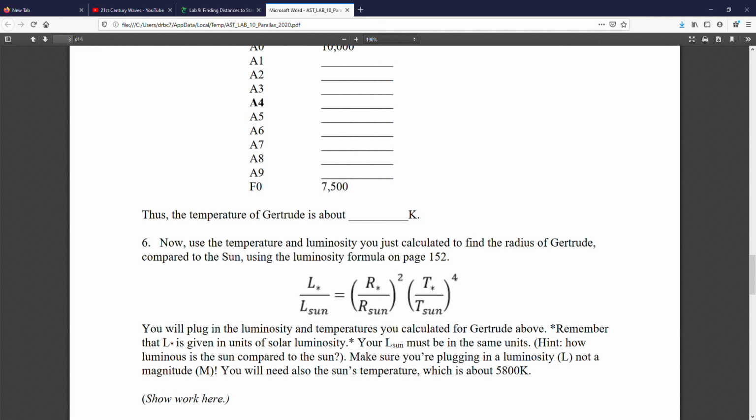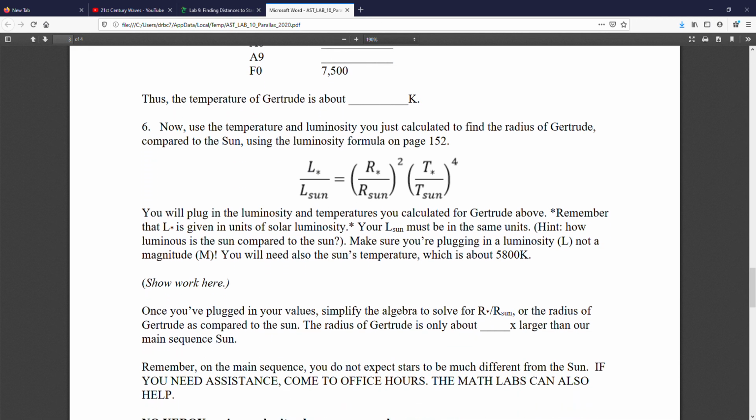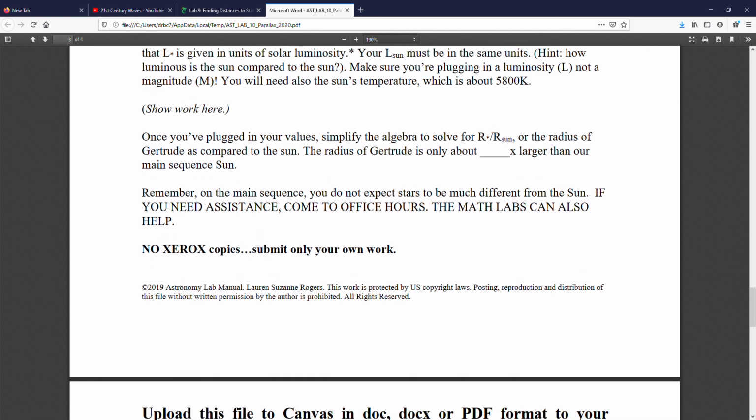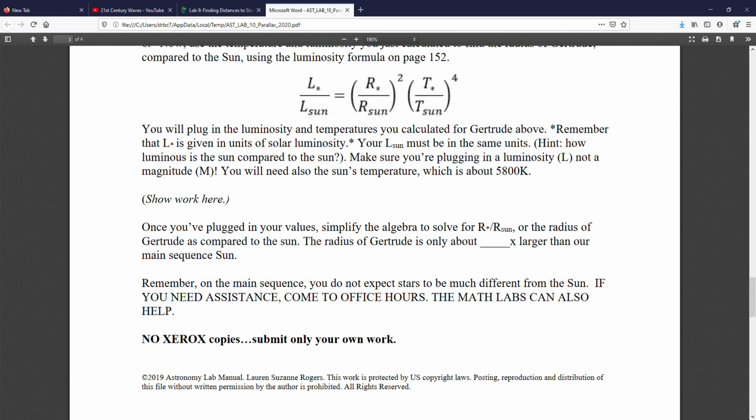And if any of you have any trouble with that, this is like stuff we've done in the past. Even in the math review, many decades ago, we did stuff like this. But if you have any trouble with it, you should get a hold of me. Don't just writhe in pain. And that's pretty much it. You're going to be calculating the radius of Gertrude and how much bigger it is than the sun.